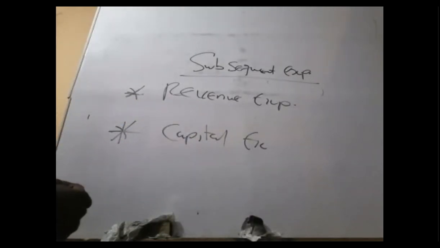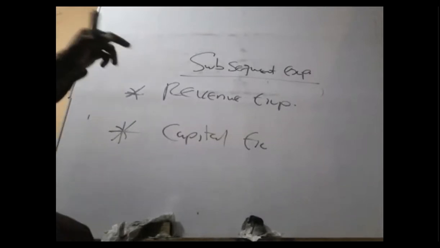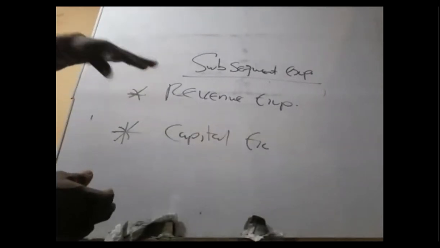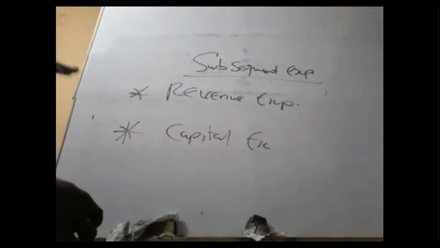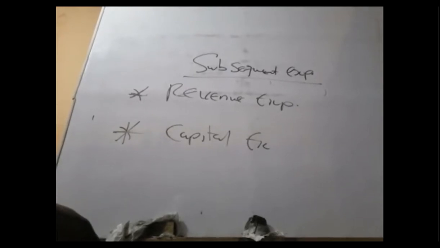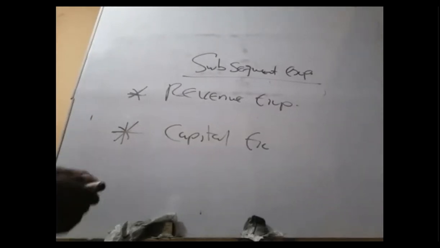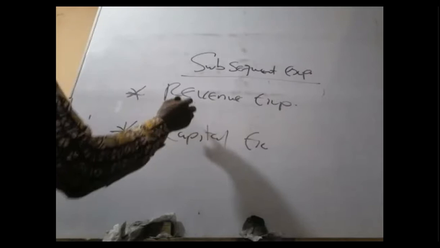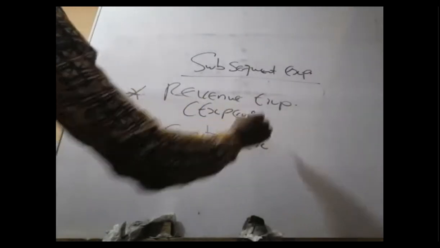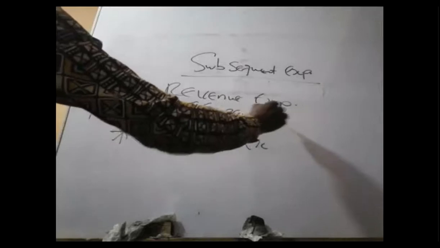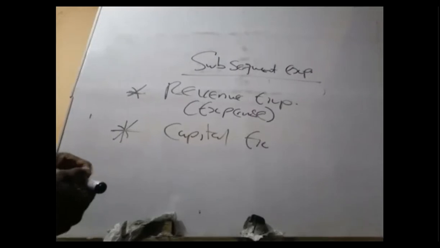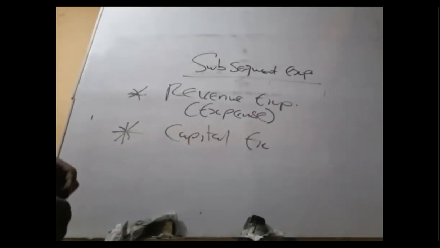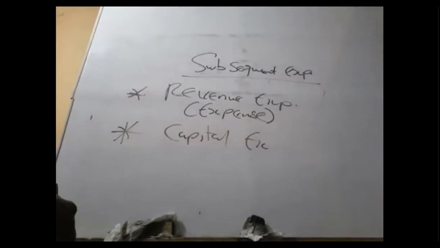Now the subsequent expenditure that amounts to revenue, they are the ones that help the organization to earn the stated benefit, just to maintain the even flow of the economic benefit. So the accounting treatment must be expensed or written off in the current year, the year that you incur them. So for revenue expenditure, just add it to operating expenses.